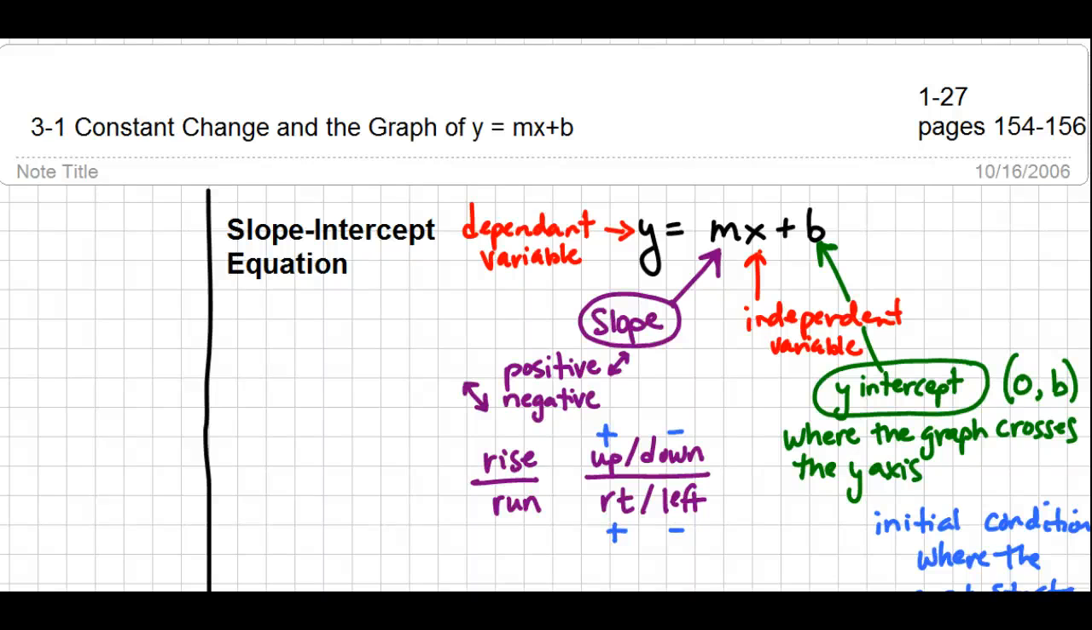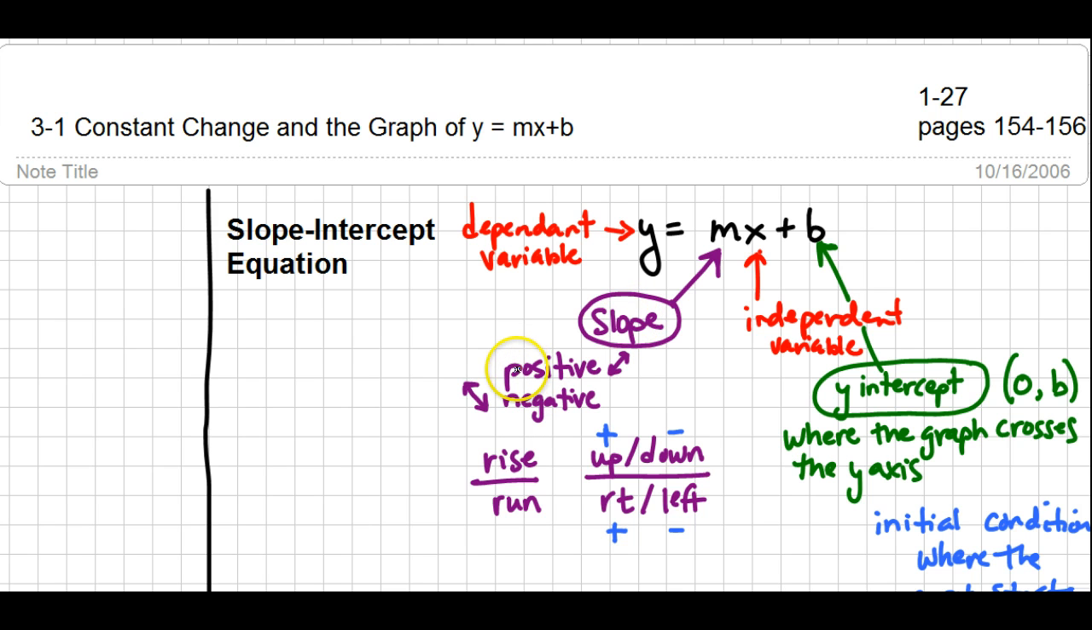This lesson is for Advanced Algebra, Lesson 3.1, on the graph of y equals mx plus b, and on constant change. The equation y equals mx plus b is called the slope-intercept equation. Unfortunately, it's not called the slope-y-intercept equation, because those are the two things that it contains. The m in the equation, the number right next to x, is called the slope.